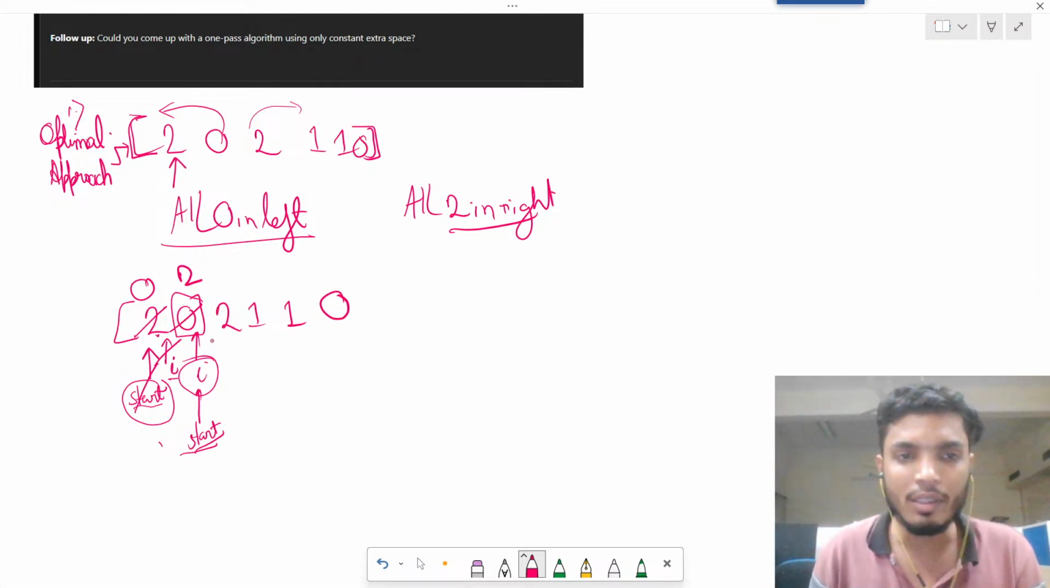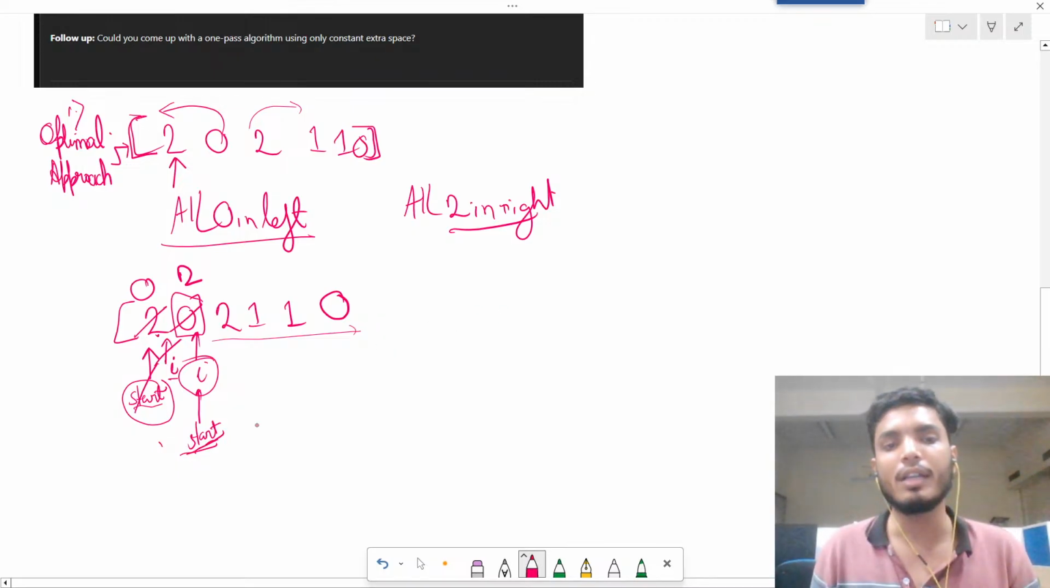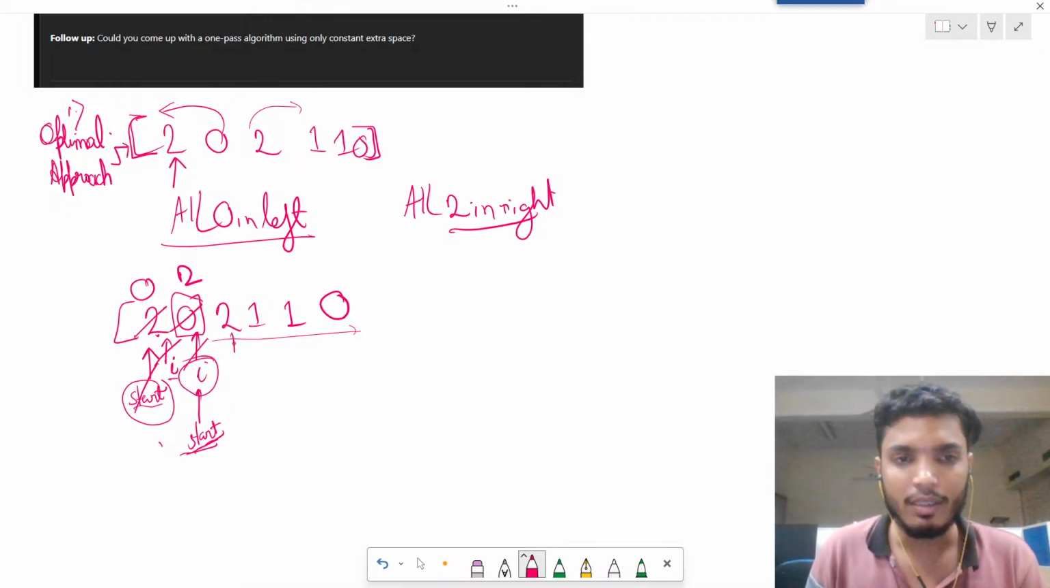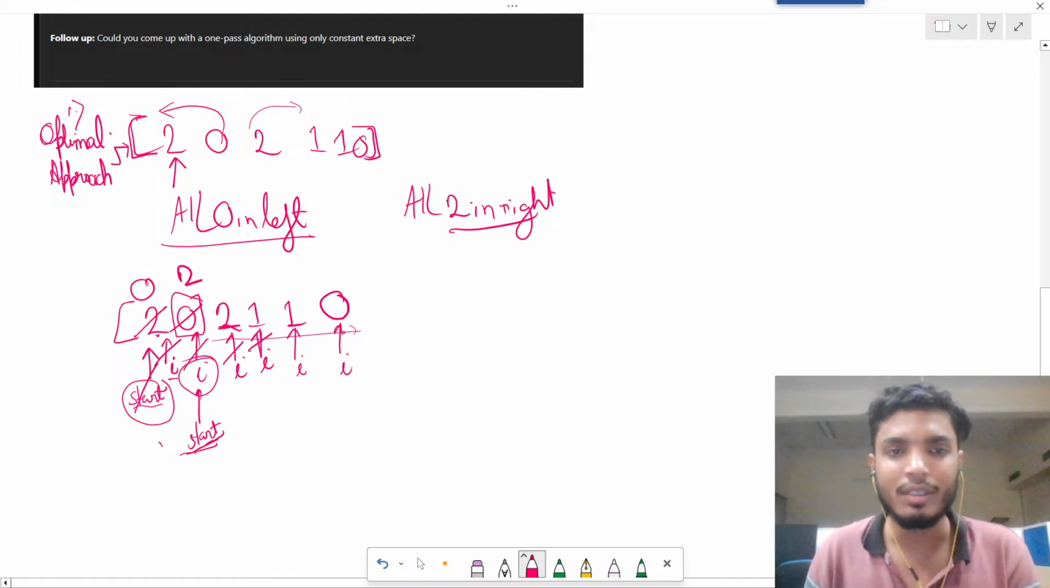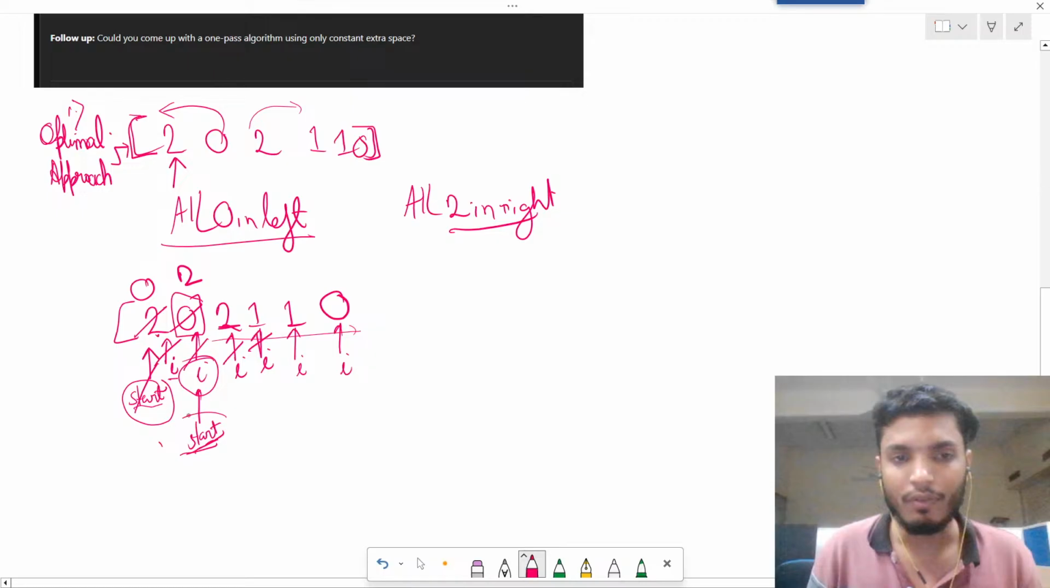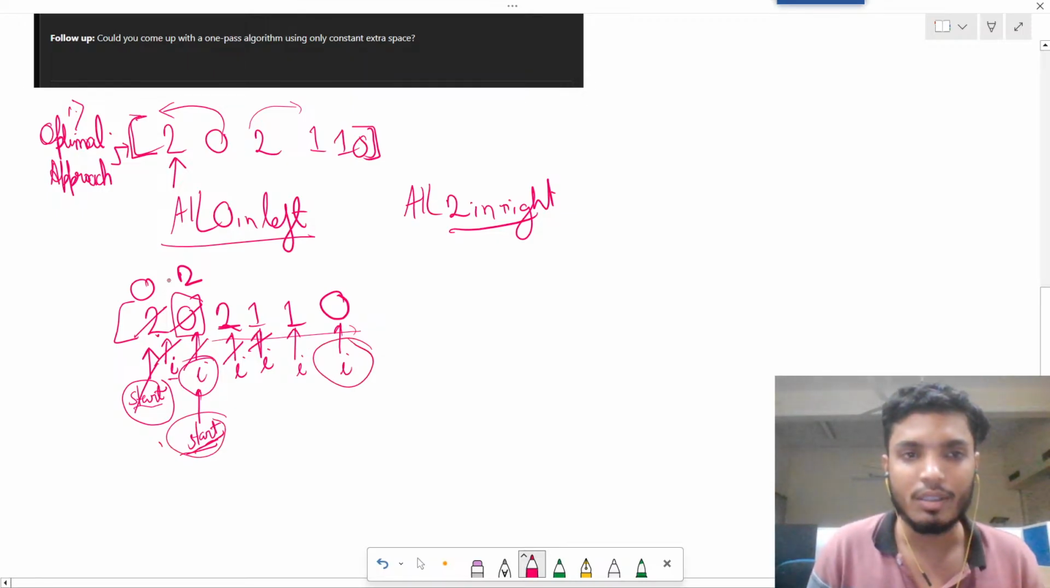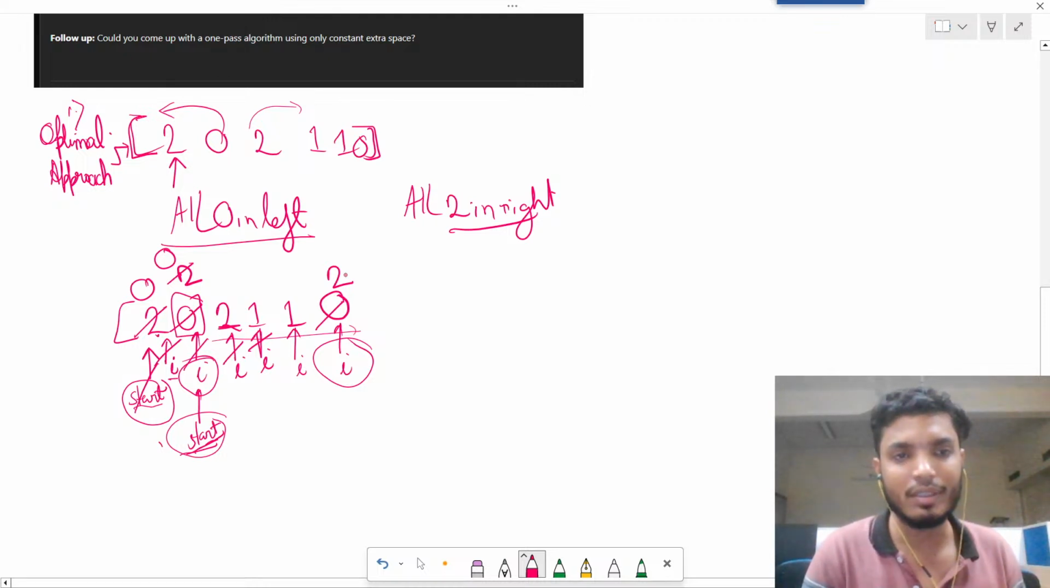So if another 0 comes in the future, I will be putting it at this point. So start is an indicator of where you have to put 0. So I'll move I here. Is this 0? No. I will again move I here. Is it 0? No. I'll again move this I here. Is it 0? No. I will again move I here. Is it 0? Yes. Then I'll swap arr of start with arr of I. So this will be 0 and this will be 2. So all the zeros are sorted here.